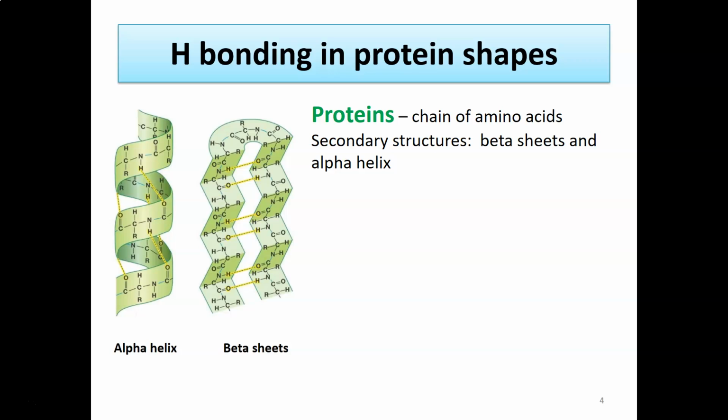You can then have these shapes, these beta sheets and alpha helixes, start tangling up on each other. Remember, you have primary structure, secondary structure, tertiary structure, and quaternary structure. The primary structure are the actual atoms connected together. The secondary structure is these helixes and these sheets. And then the tertiary structure is when those start tangling up on each other. And then the quaternary structure, they start tangling up with other proteins, other complicated molecules.